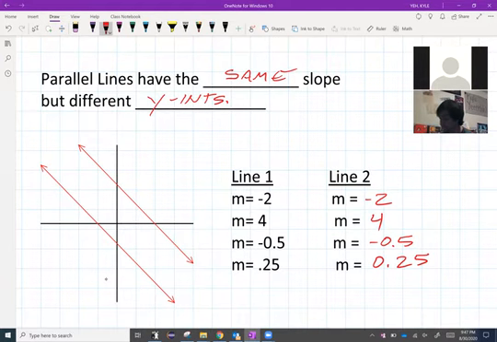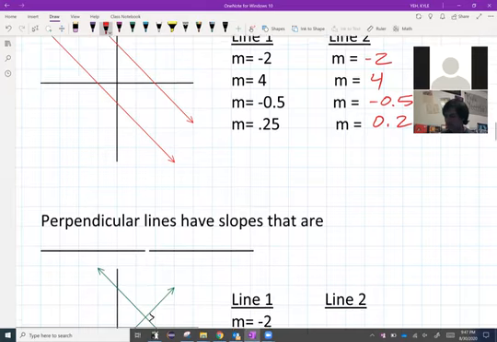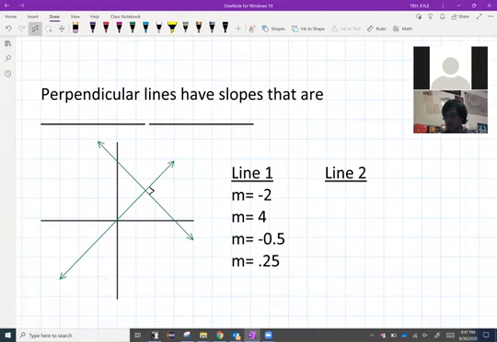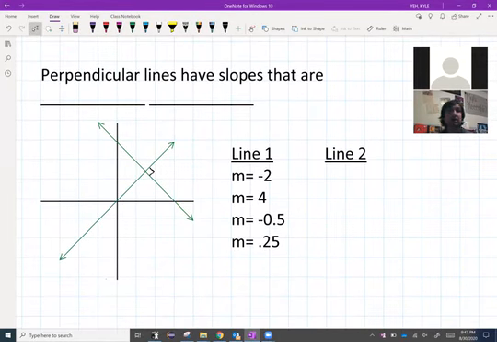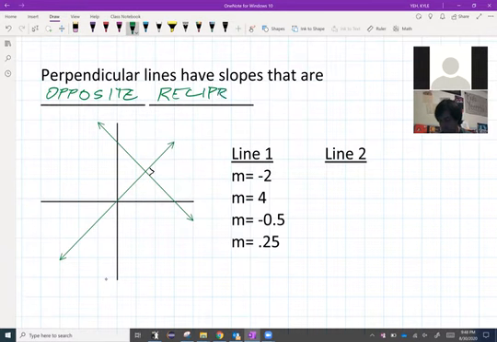of the other. Contrast that to the other P word that is always spoken in the same sentence as parallel, perpendicular. Perpendicular slopes, they are not exactly the same, but they are related. Perpendicular slopes, or perpendicular lines, I should say, have slopes that are opposite reciprocals. Reciprocals, okay. What does that mean?